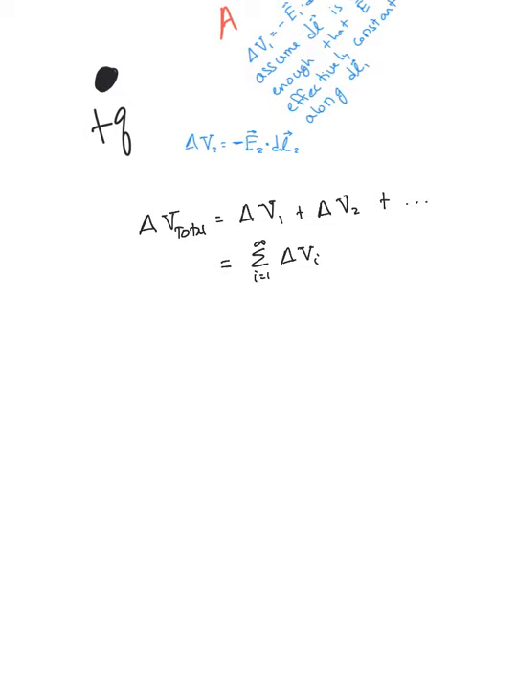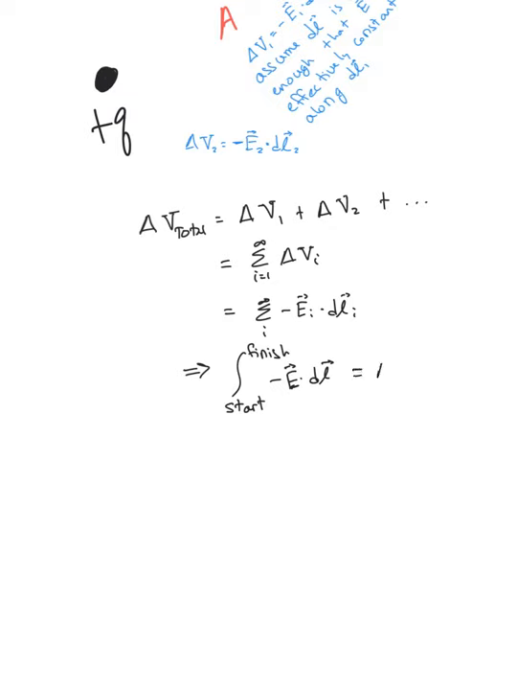So then you can say this looks like the sum from infinity of negative E_i dot dl_i, where i is standing in for 1, 2, 3, 4, etc. And when we make dl infinitely small, this becomes the integral from my starting location to my finishing location of negative E dot dl, which is exactly what we wrote in the beginning.